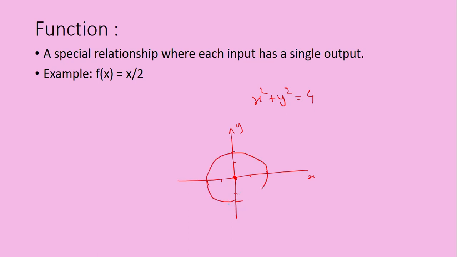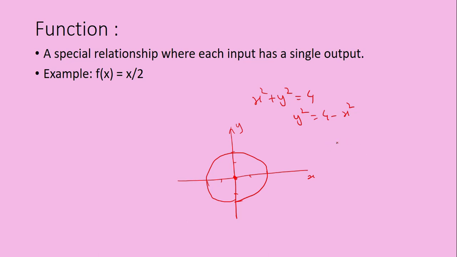So this is the circle. This is not a function. Why? Because if you write this one in this form, y square is equal to 4 minus x square, you can give some inputs for x and you will get two different values for y. Two different outputs will be there. Therefore, this is not a function.